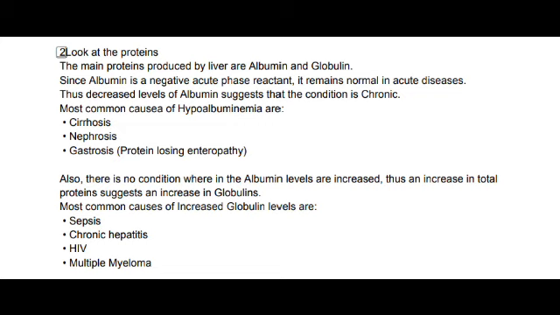So a rise in total protein levels will suggest that the globulin levels are increased. Globulins are basically the immunoglobulins or the antibodies, and the increased globulin levels are mainly caused by sepsis, chronic viral hepatitis, HIV infection and a malignant condition called multiple myeloma.